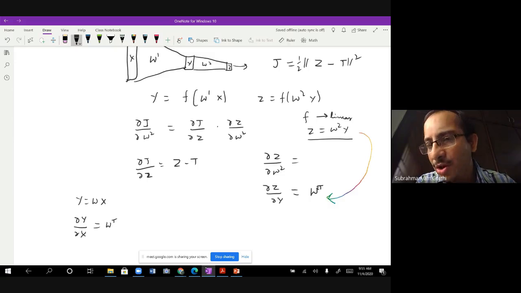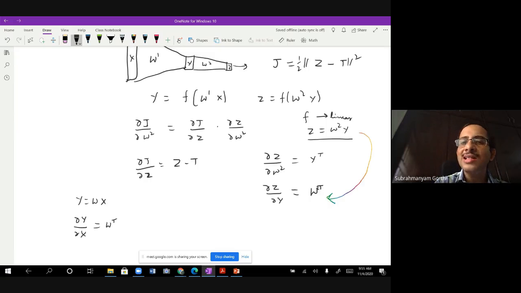And dou z by dou W2 is how much? It is y transpose. You will also be using this at some points. For the time being, it's not exactly y transpose, it will be slightly different, but let us leave this, as it may not be very important for now. So, what is the dimension of W2?